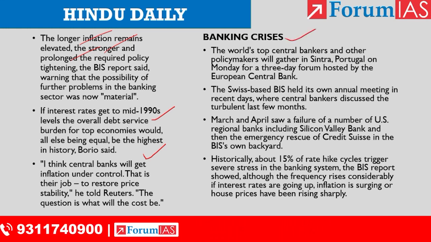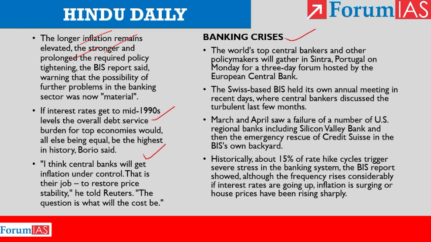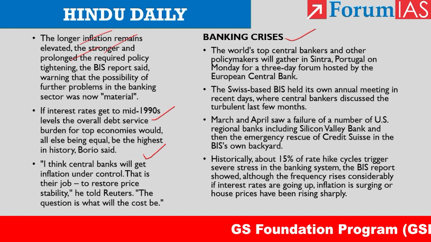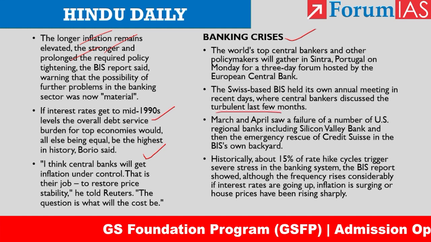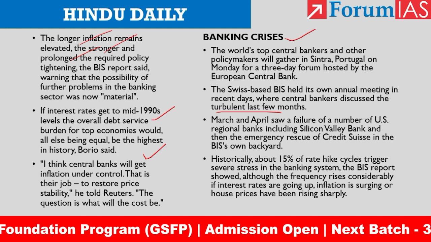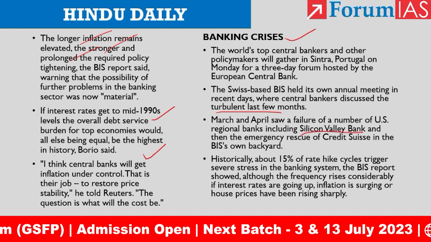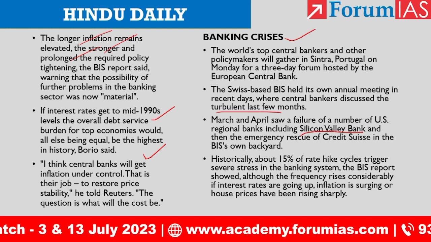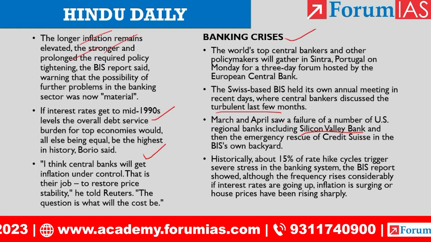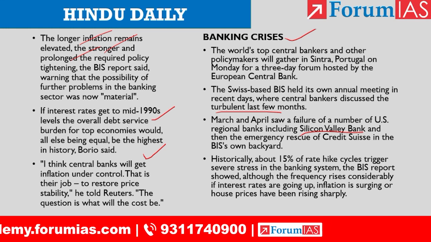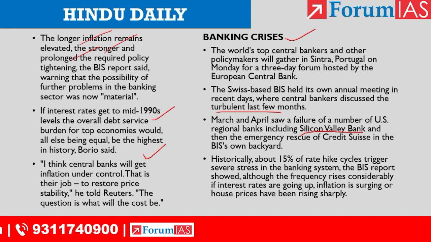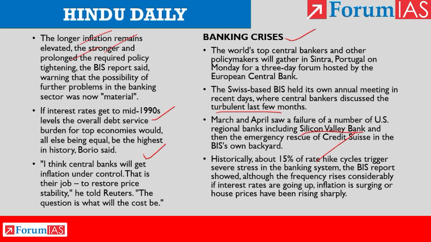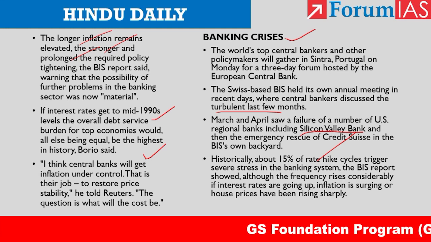So right now there's a banking crisis going on. The world's central bankers and other policymakers came to Portugal and discussed this issue. They're saying the last few months have been turbulent because in March and April a lot of US regional banks failed, including Silicon Valley Bank. All these things failed. This is very shocking because it happened in spite of Credit Suisse being there, and this happened in the Bank for International Settlements' own backyard. So what they found is that historically 15% rate hike cycles trigger severe stress in the banking system, because banks have to lend, right? If they are not able to lend, they'll not be able to make profits.